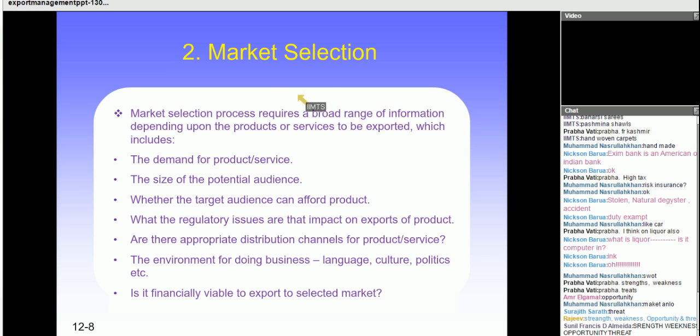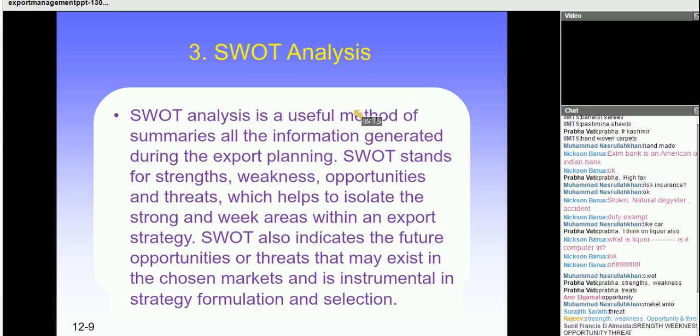Then market selection is important. The market should be selected where there is demand for the product, the size of the potential audience, whether the target audience can afford or not, then what the regulatory issues are that impact on exports of the product. So we need to consider all this before going for the export or import of products.